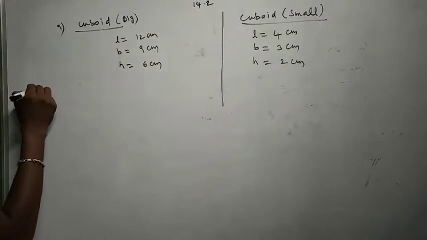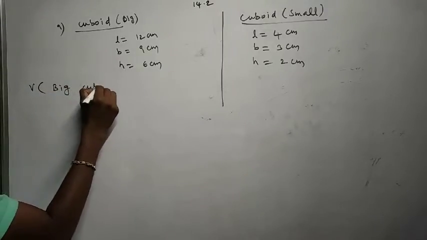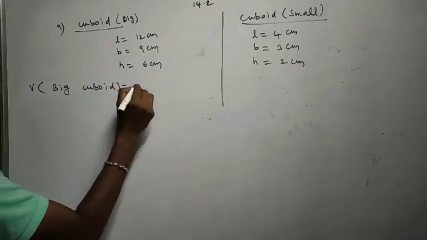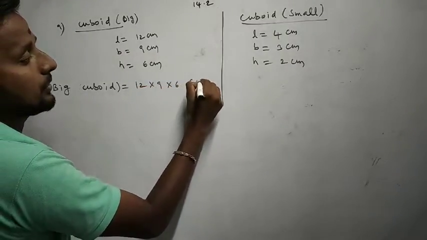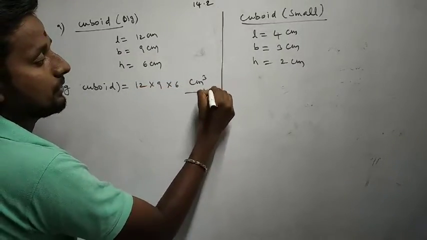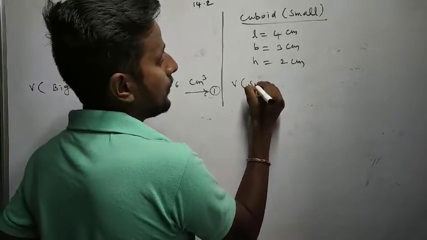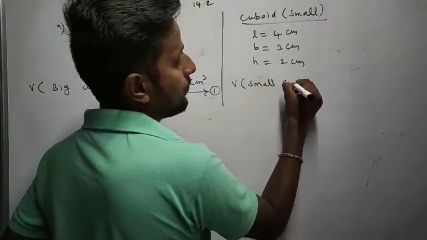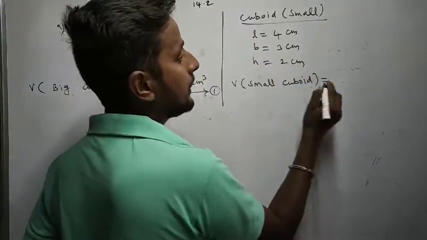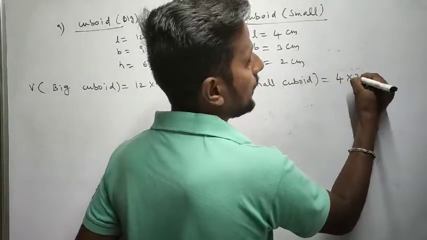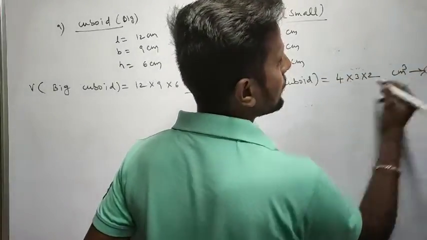So simple, here we'll find volume of a big cuboid is equal to 12 into 9 into 6 centimeter cube. It's our equation 1. Don't multiply. So volume of a small cuboid. Volume of a cuboid formula L into B into H, right? So 4 into 3 into 2, that is also centimeter cube. It is our equation 2.